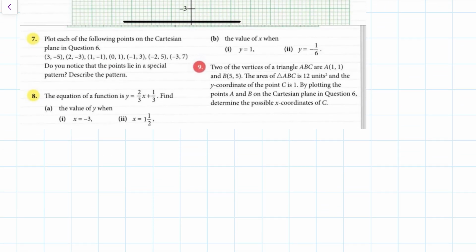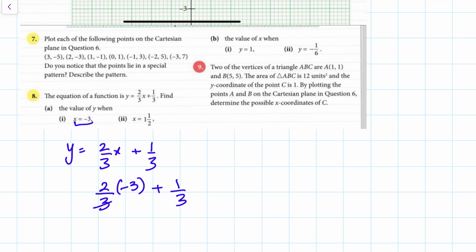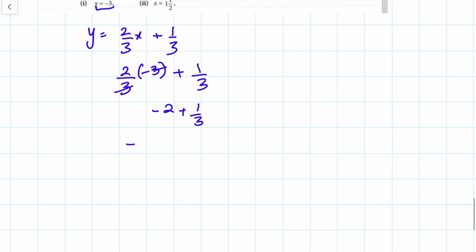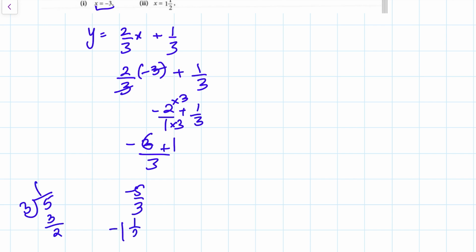Now, let's look at question number 8. Question 8 says y equals 2 upon 3 x plus 1 upon 3. Find the value of y when x is minus 3. Simplify. Minus, then take the LCM. Minus 6 plus 1 upon 3. So it's minus 1 whole 2 upon 3 is my answer.